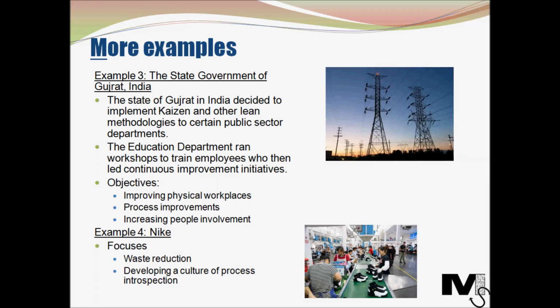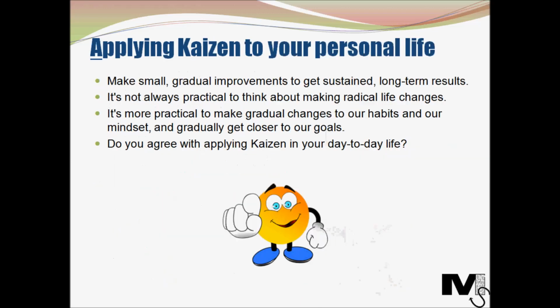The interesting aspect of Kaizen is that it can also be applied to one's personal life. The essence of Kaizen is to make small gradual improvements to get sustained long-term results. So this can certainly be applied to our everyday lives. What we need to do is to tell ourselves that it's not always practical to think about making radical life changes. It's more practical to make gradual changes to our habits and our mindsets and gradually get closer to our goals. The key is to aim for a 1% improvement at a previously set interval.